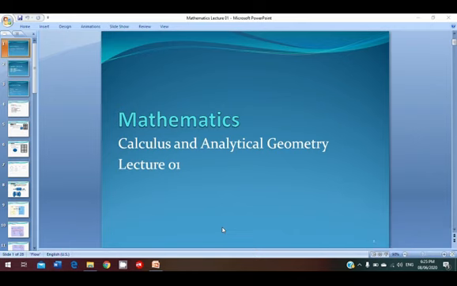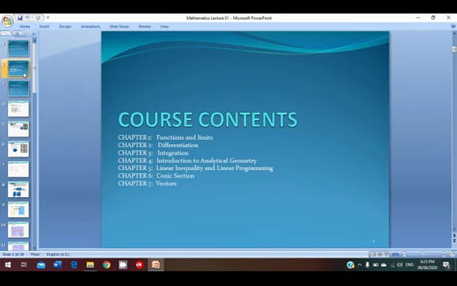Today is our first lecture of mathematics second year. These are the course contents of your book. Today we discuss the first chapter, that is about functions and limits.